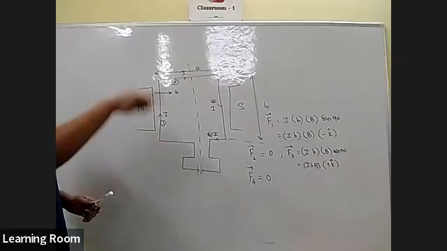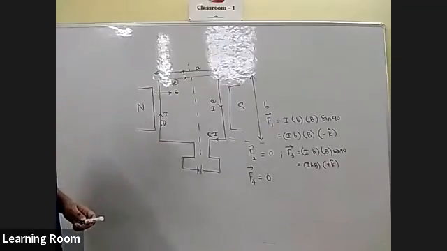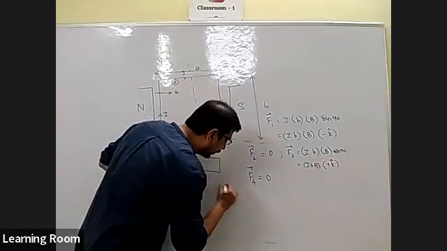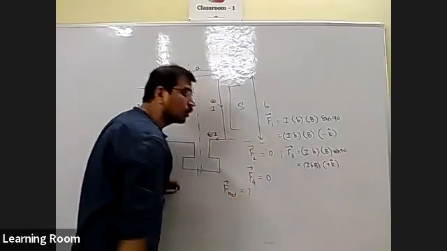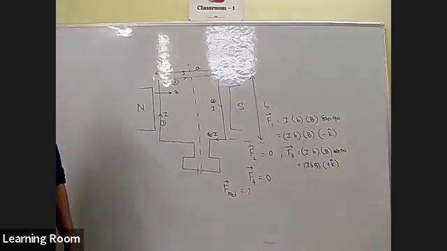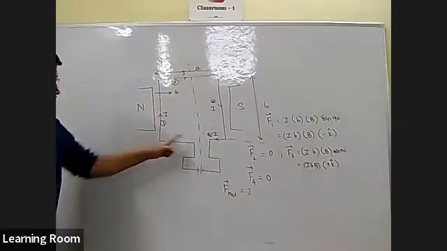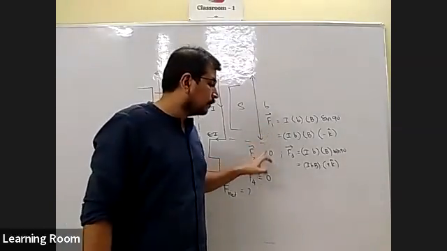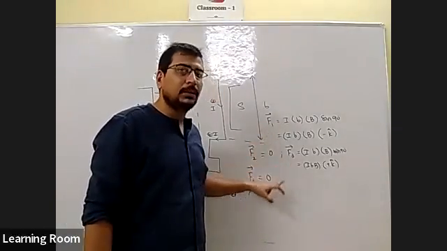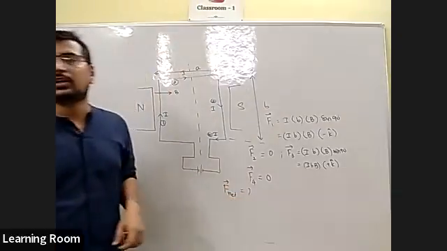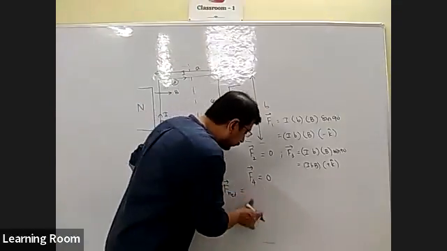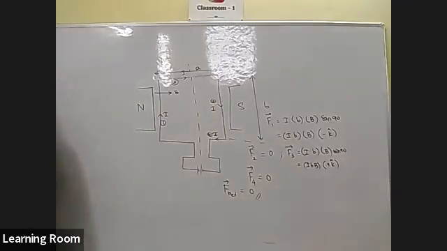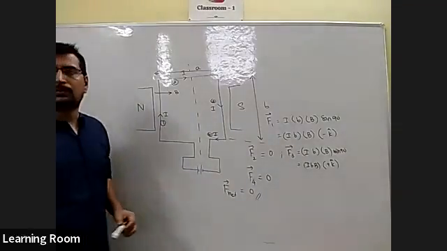If you see the net force experienced by this system, what will the answer be? What is the net force experienced by the system? It is F1 vector plus F2 vector plus F3 vector plus F4 vector, and the answer is going to come out to be 0.